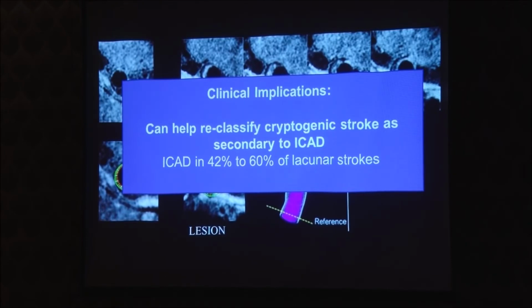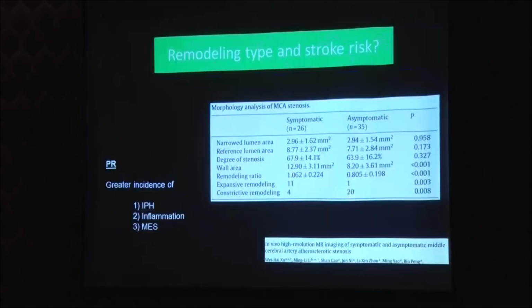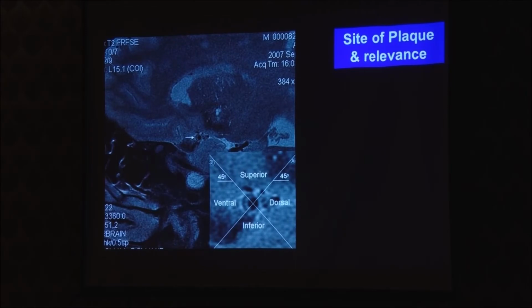Many times we see cryptogenic strokes. We say it is cryptogenic. But if you actually see these deep strokes, you can help reclassify these strokes as due to intracranial atherosclerotic disease. And therefore, it is very important. And we know that positively remodeled plaque means more risk of stroke as compared to negatively remodeled plaque. And we also are able to see which wall of the artery this plaque is in.